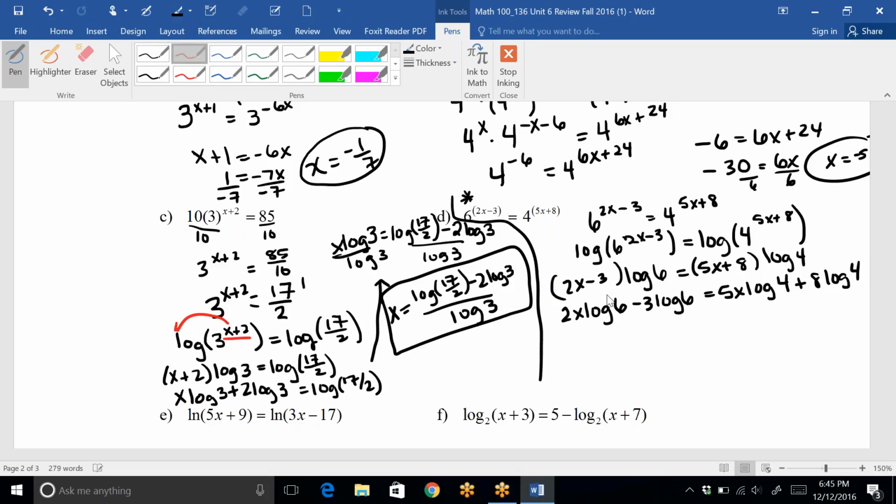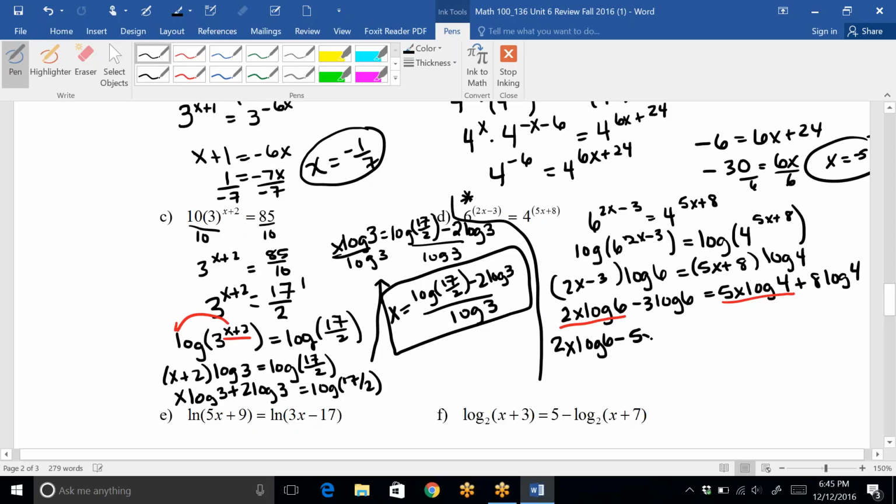Get the ones that have the x on the same side together. So I'm going to subtract over that 5x guy. So I'll have 2x log 6 minus 5x log 4. Then this one does not have an x, so I'm actually going to move it to the other side. So I still have my 8 log 4, but now over here I'm going to have a plus 3 log 6. I can pull an x out of both of these. That's the whole point of getting them together.